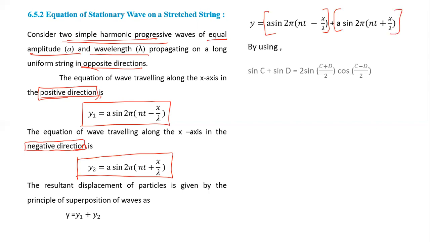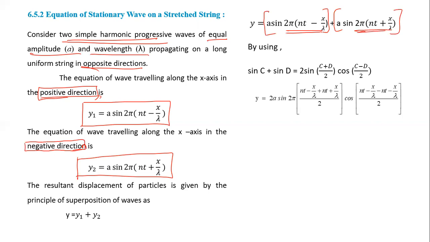Now we have to use some mathematics here. We use the formula sin C plus sin D equals 2 sin of (C plus D) divided by 2 times cos of (C minus D) divided by 2. So this is C and this is D. Now let me apply this. Now I can write here 2. This 2 is written. Here a and a are there in both the terms, so 2a we have written.